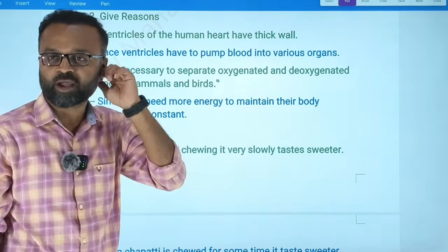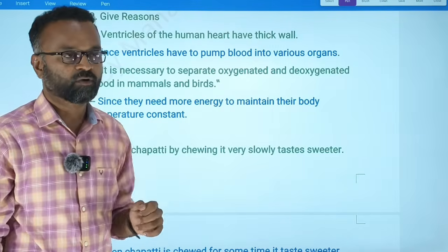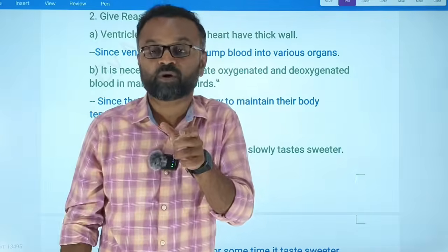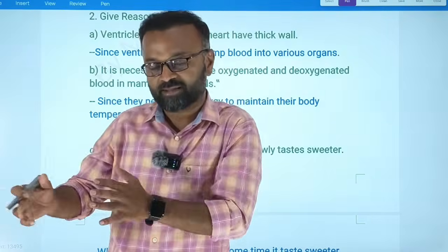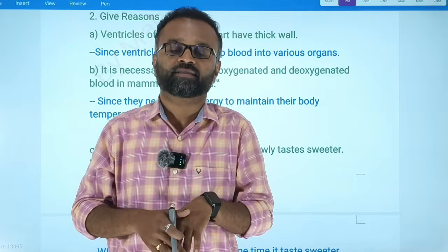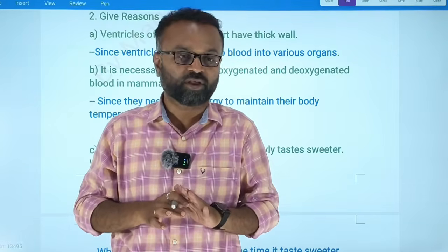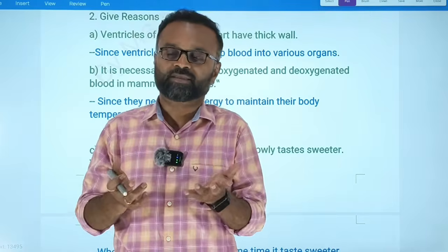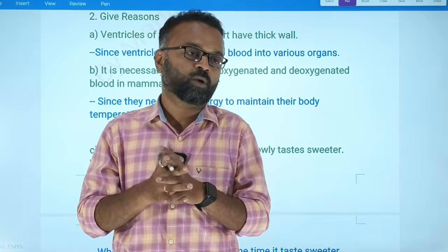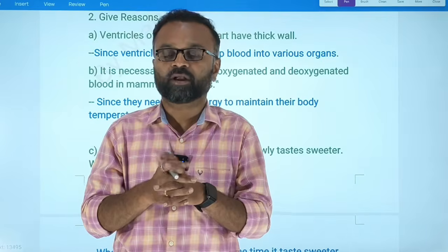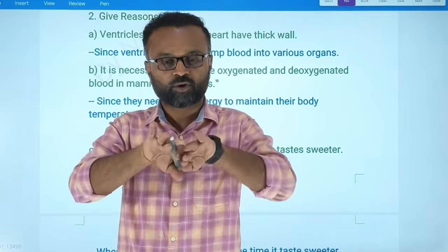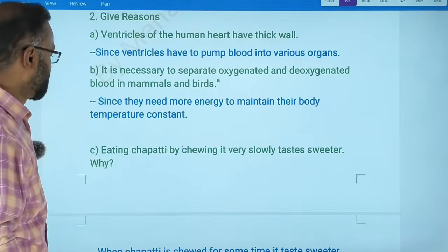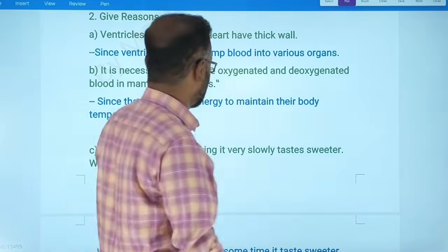There are some other animals, cold-blooded animals like reptiles or fishes. They are called cold-blooded animals because if it is 10 degrees Celsius outside, the body temperature will also be 10 degrees Celsius. They do not maintain a constant body temperature and don't need to spend more energy. That's the reason in those animals oxygenated and deoxygenated blood is not separated. Yes, clear?